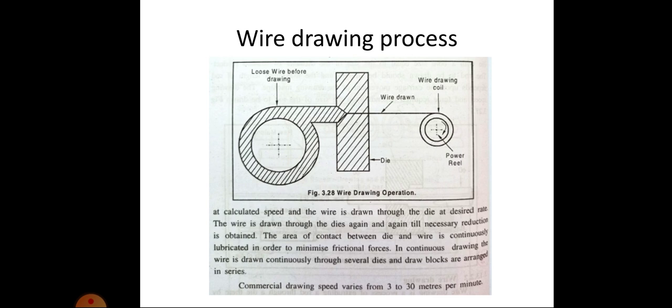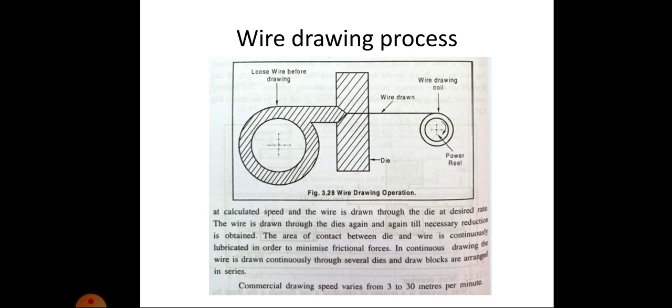In the continuous drawing process, the reel is rotated at a calculated speed and the wire is drawn through the die at a desired rate. The wire is drawn through the dies again and again till the necessary reduction is obtained. The area of contact between die and wire is continuously lubricated in order to minimize the frictional forces.